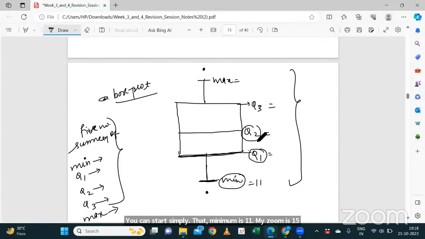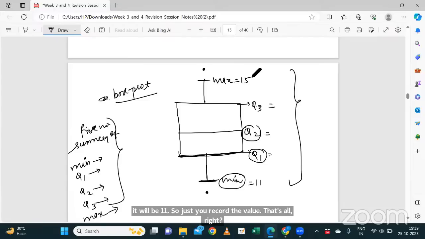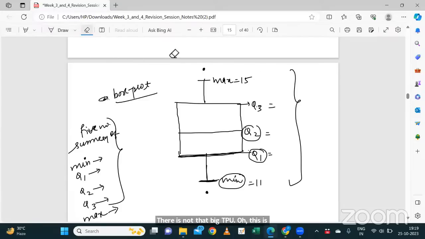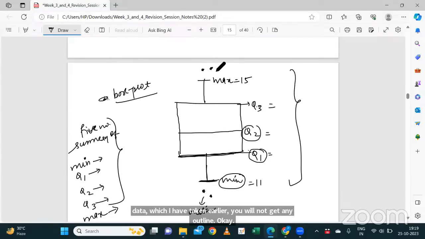Q2 will be in between Q1 and Q3. It can be anywhere, depending on the data set. And this is the maximum value, which is 15 here. If you plot the box plot for this particular data set, which I took earlier, you will not get any outlier. If there is any outlier in your data set, it will be represented like this, above the maximum value and below the minimum value. If there is something like that, those are outliers in your data set.